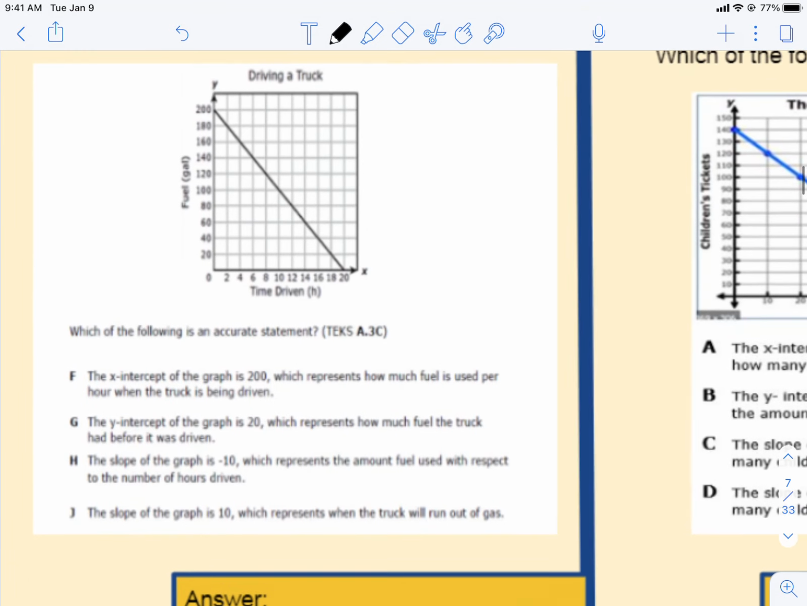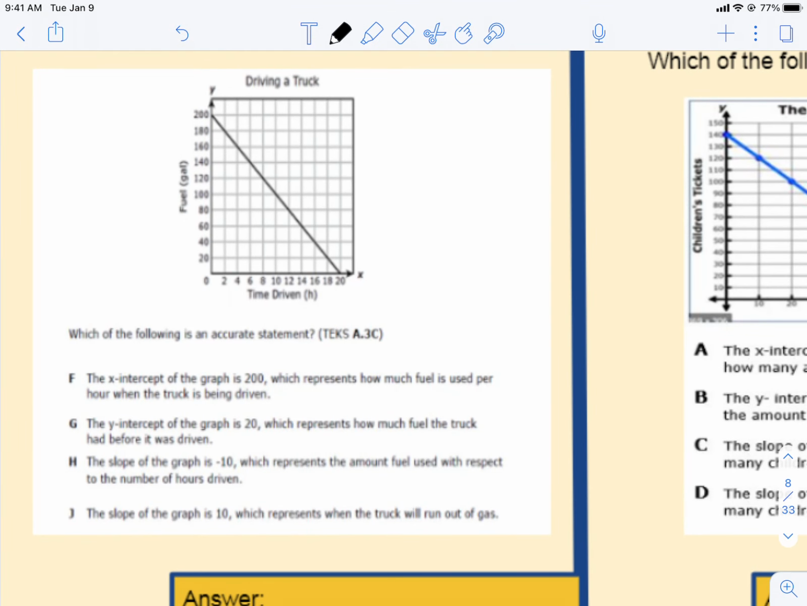Okay, looking at 6a, which of the following is an accurate statement? F: the x-intercept of the graph is 200, which represents how much fuel is used per hour when the truck is being driven. Well, my x-intercept looks like it's at 20, not 200, so that does not work. So F is out. G: the y-intercept of the graph is 20, which represents how much fuel the truck had before it was driven. Well, my y-intercept is at 200, so that is not correct.